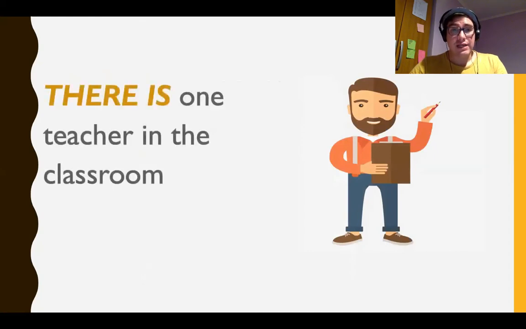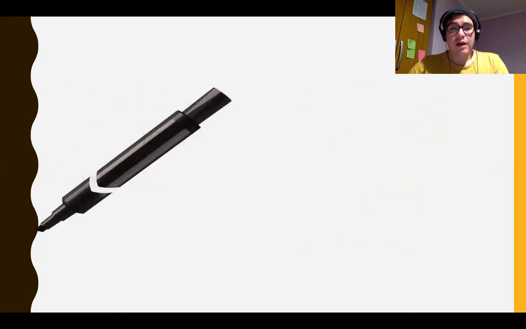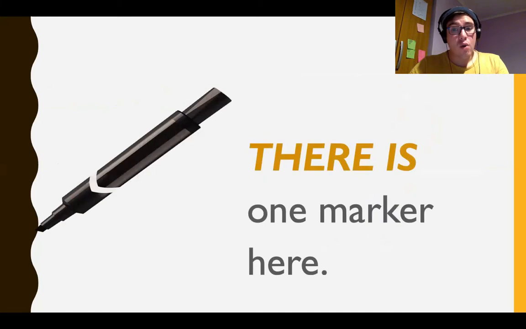Here we have a teacher, so we can say there is one teacher in the classroom. Only one. Here we have a marker, so we can say there is one marker here. In all these cases, we use there is, because we are talking about one object or one person only.